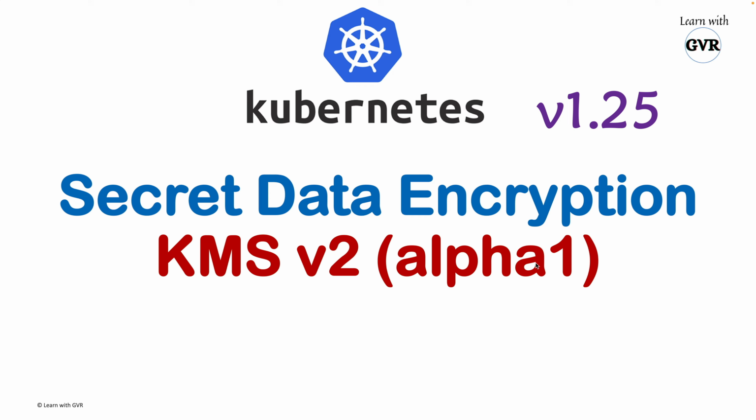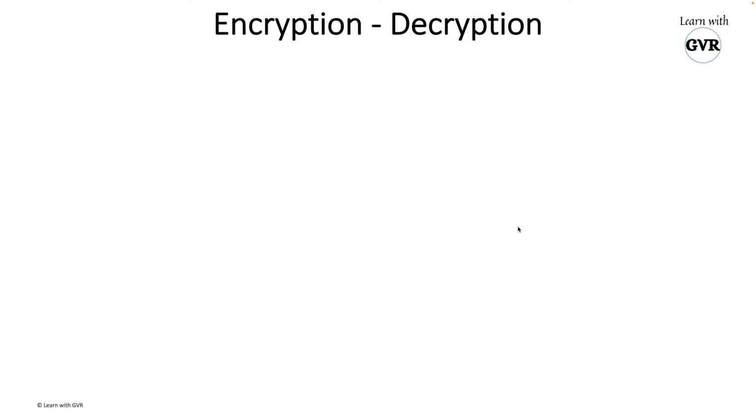Kubernetes Secret Data Encryption and KMS v2, which is the alpha feature introduced in version 1.25. So let's try to understand. Before that, we will try to understand what is encryption.